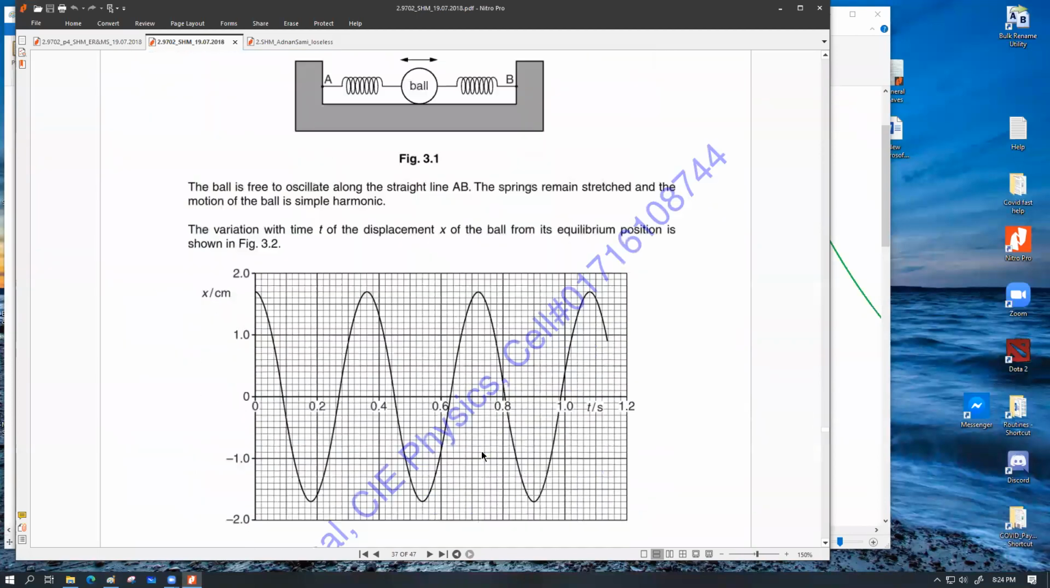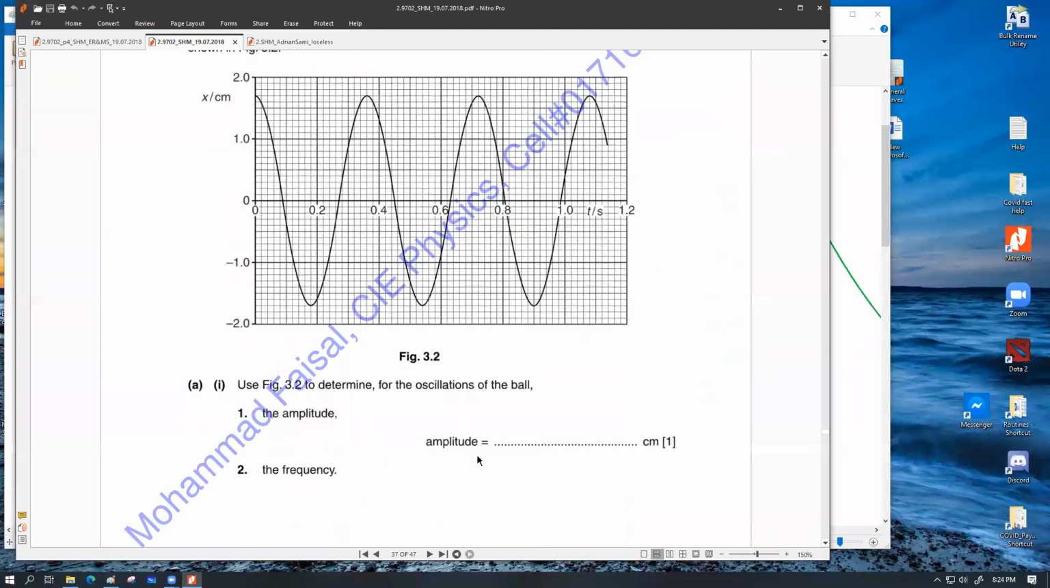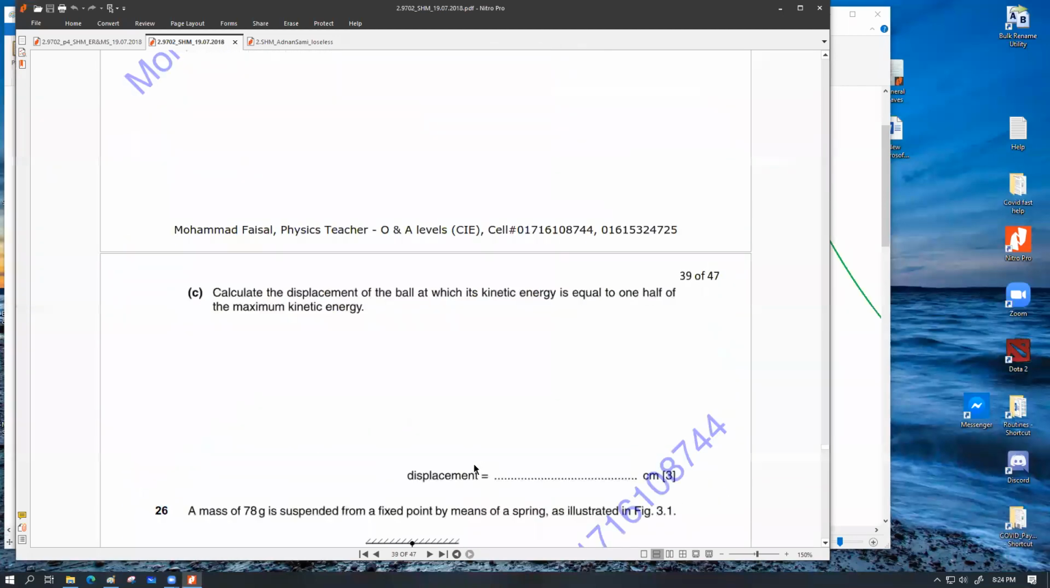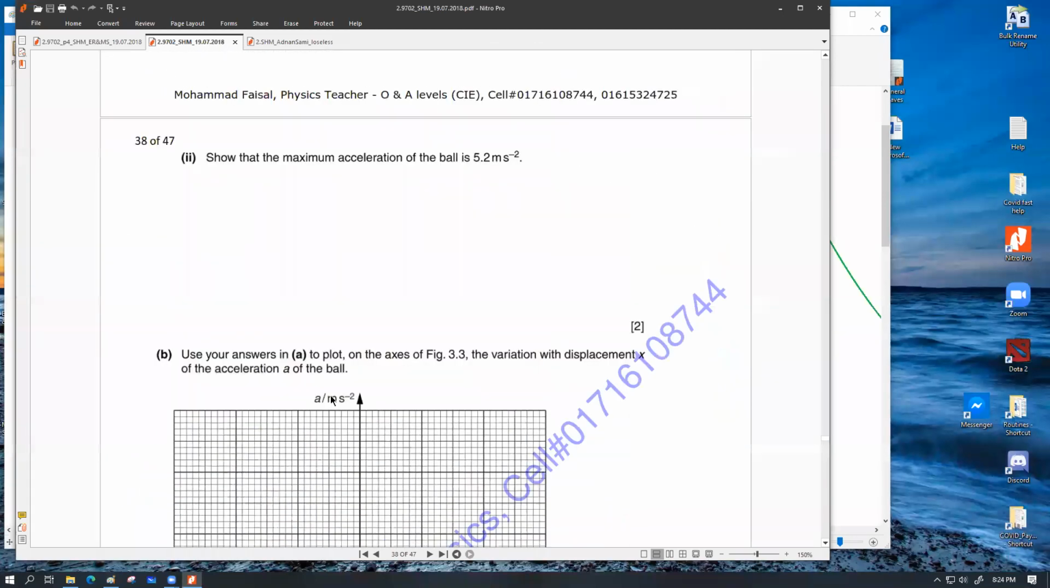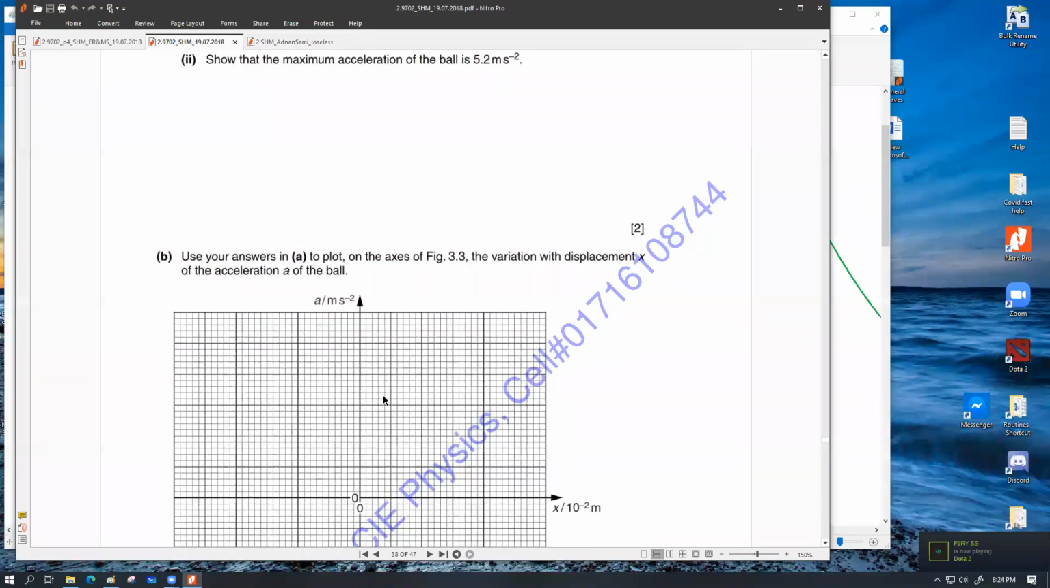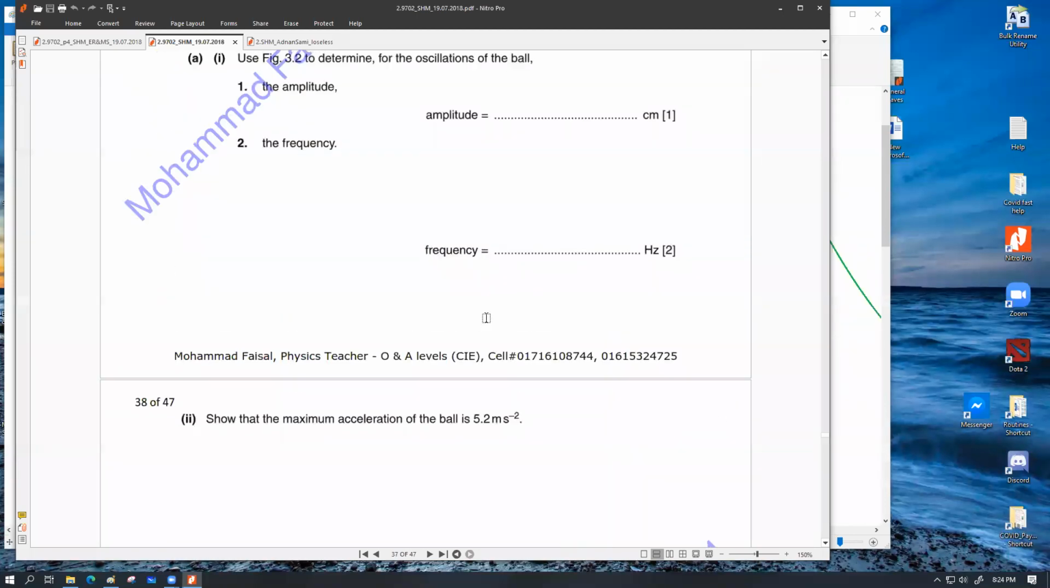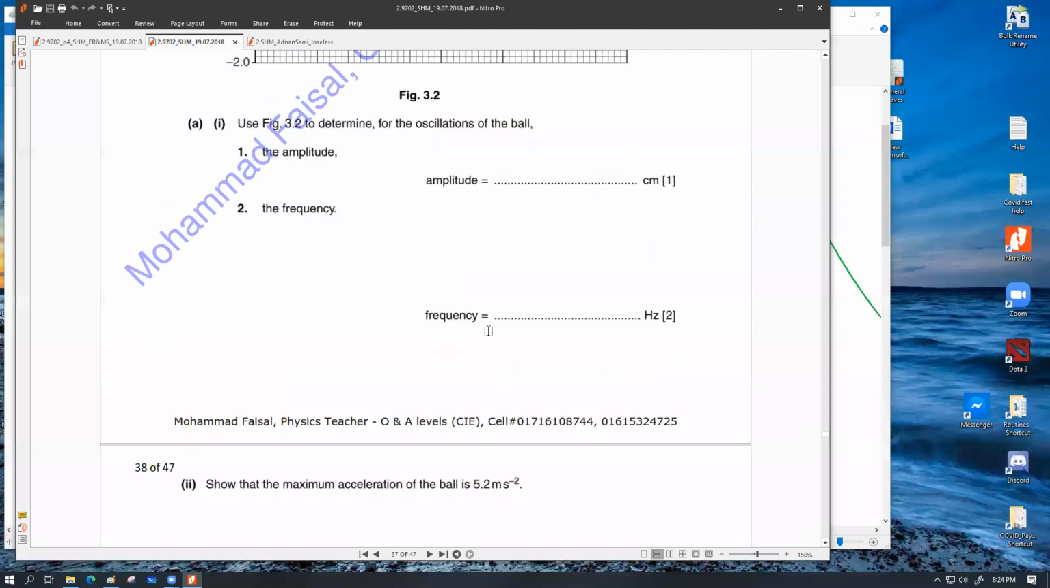So 25. Anything from 25? এই কোশ্চেনে কি আমাদের গ্রাফ লেভেল করতে বলছে? হ্যাঁ, এই কোশ্চেনের জন্য গ্রাফ লেভেল করতে হবে। দিস ইজ ভেরি ইম্পর্টেন্ট। এখানে আমাদের maximum acceleration of the ball is defined as 5.2 meter per second square, and that maximum acceleration happens at maximum amplitude.